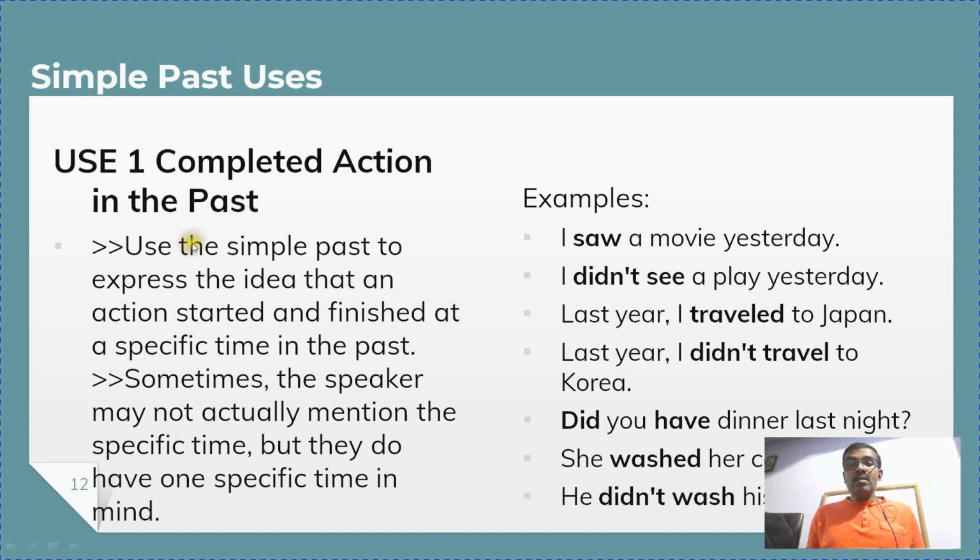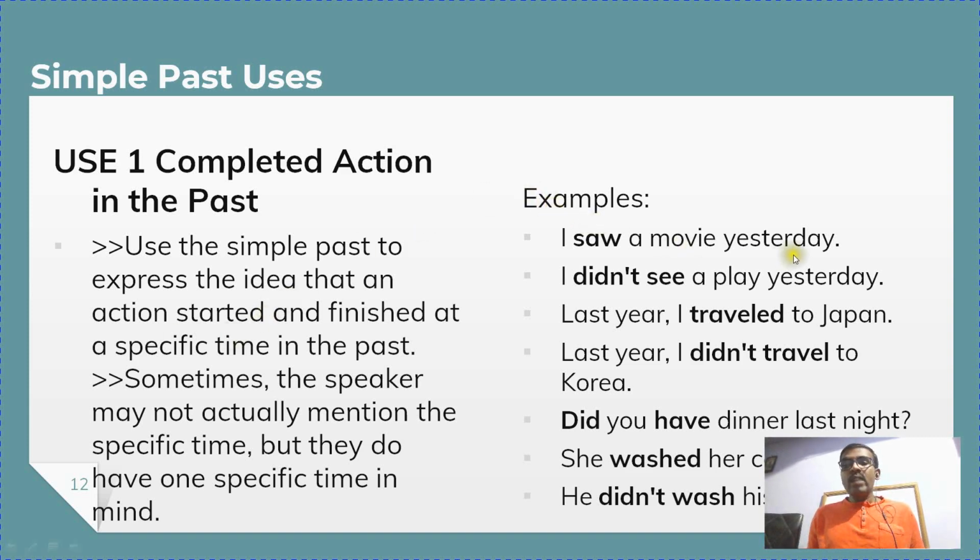The simple past tense is used to express the idea that an action started and finished at a specific time in the past. In a particular period of time, the particular action had been completed in the past. Okay, so the speaker may not actually mention the specific time. Sometimes the speaker might not have specified the time, but it was completed in the past within a particular period of time.